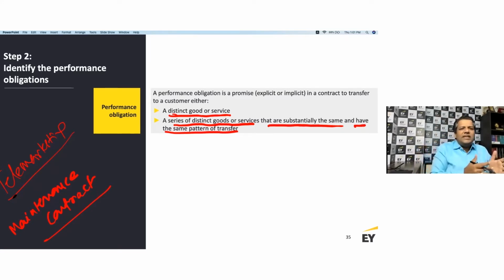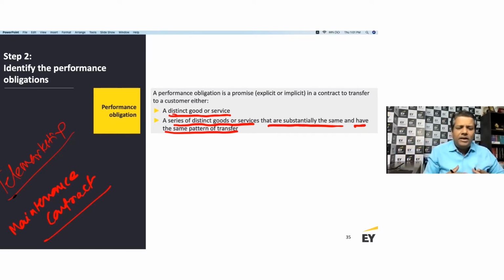So that is why it's a series of distinct goods or services. The question which comes here is, do I need to look at each of these components individually, or can I actually combine them and account for them as one unit of account? Because if I have to make a million calls and account for them individually, it's going to be a Herculean task.